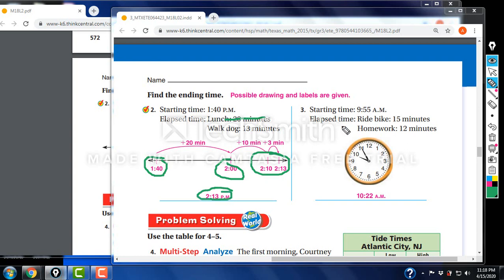If you look at this one, if you look at the clock, see starting time is 9:55. It's right here. So then we do the first one. Rode the bike for 15 minutes, so we go 5, 10, 15. It's here. So if it's already 9:55, here it's 10:05. And then we add 12 minutes. So 5, 10, falls into 20, and then 2 more. That's 10:22. So if you just jump one at a time, do the 15, and then do the 12, you'll land on 10:22.